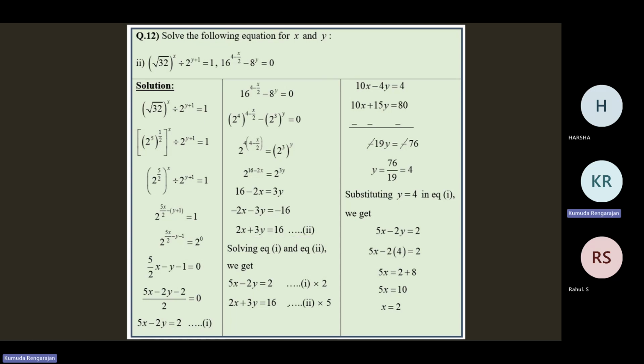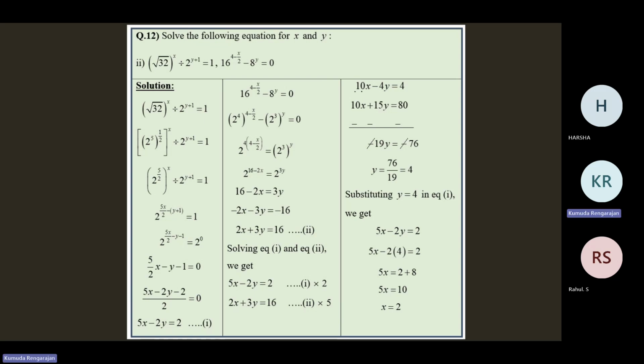And how is that possible? By writing equivalent equations. So multiply the equations by a suitable number. Multiply the first equation with 2 and the second equation with 5. So what happens? 5x into 2, 10x. Minus 2y into 2, minus 4y. 2 into 2, 4. Throughout you should multiply. Next equation, 2x into 5, 10x. Plus 3y into 5, plus 15y. 16 into 5, 80. So we've written the equivalent of both the equations.